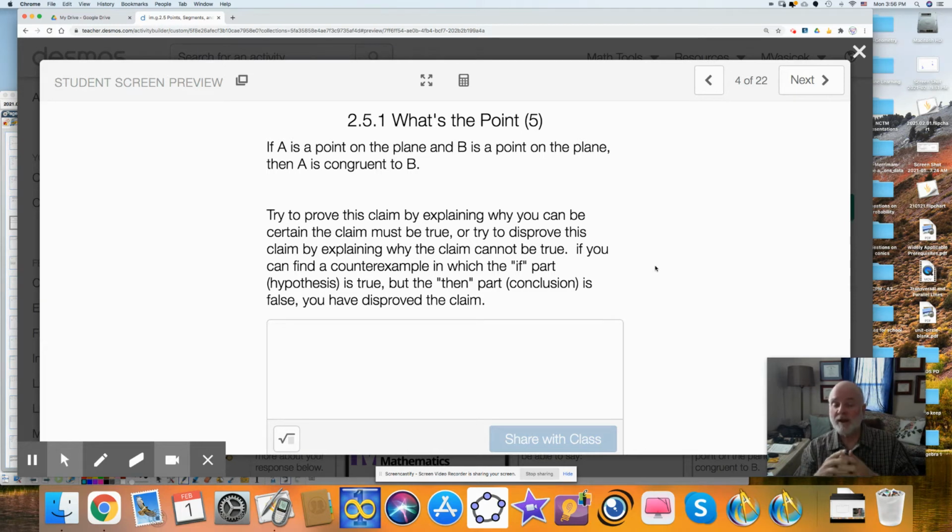That is, a counterexample is if you have an if-then statement: if point A is a point on the plane and B is a point on the plane, then A is congruent to B. If the if part is true and the then part is not true, that is a counterexample, if you can draw that picture for us. And you should try to do this.